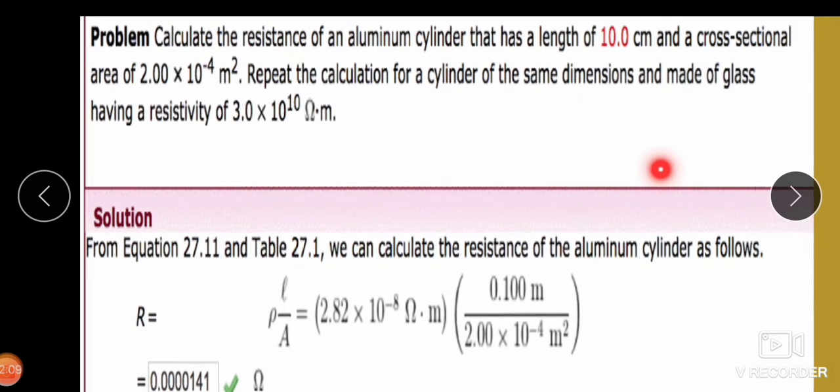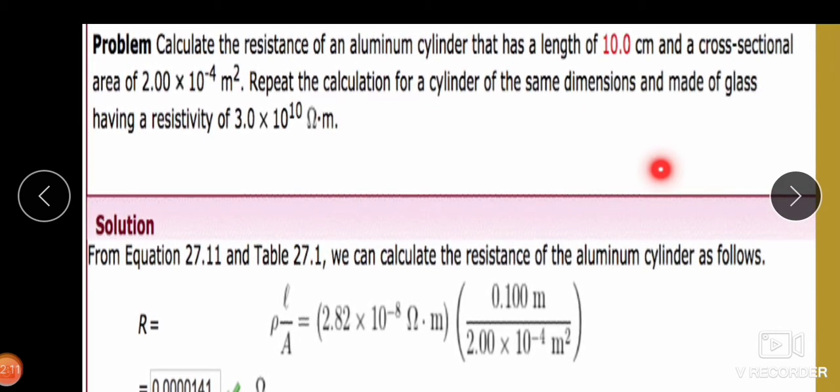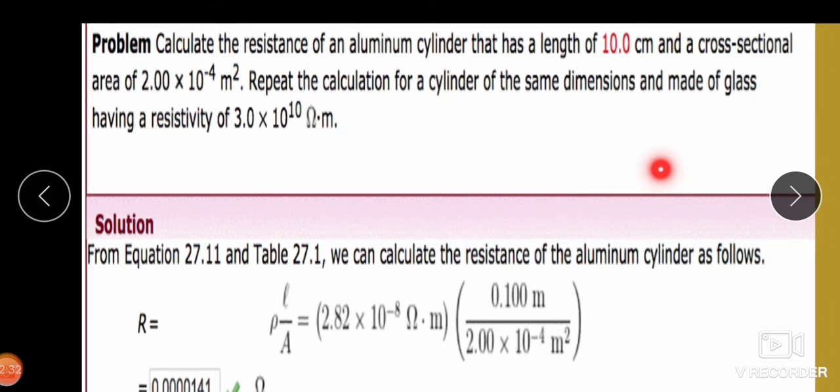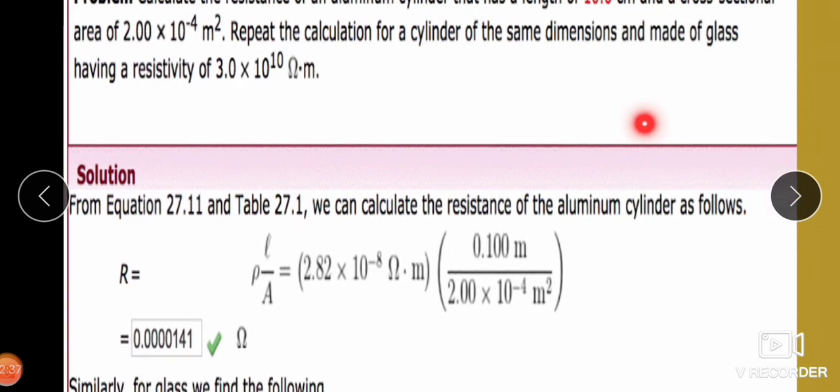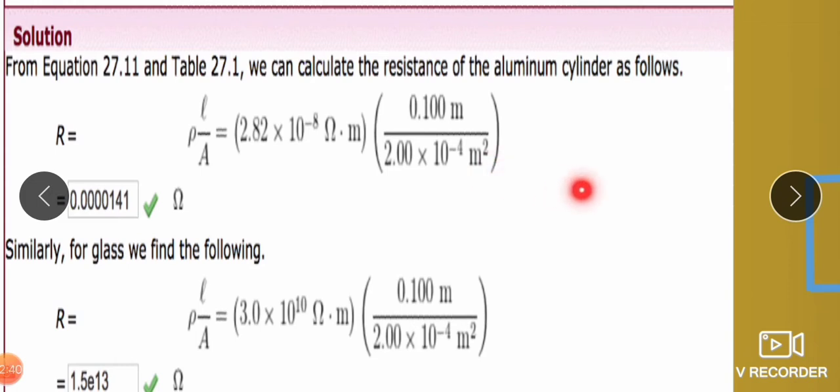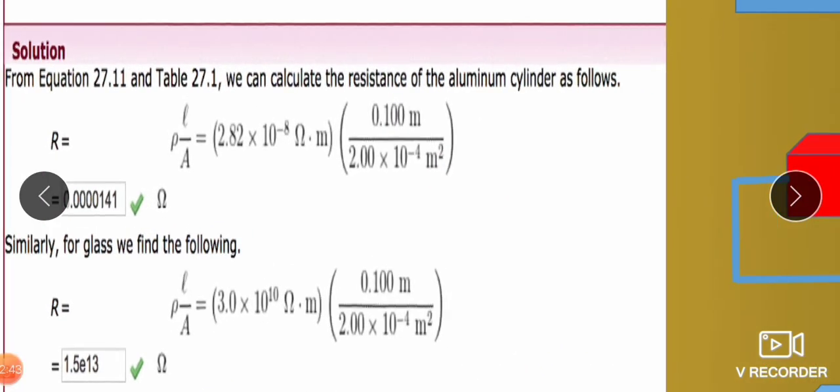Now here, given things are the aluminum cylinder's length of 10 cm and cross sectional area of 2 into 10 raised to minus 4 meters square, and for glass also the same length and area of cross section, but a different resistivity is given. So here the area is the same, the length is the same, and hence we can use the direct formula R is equal to rho L upon A.